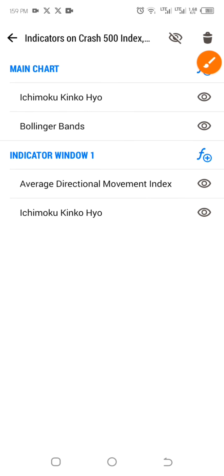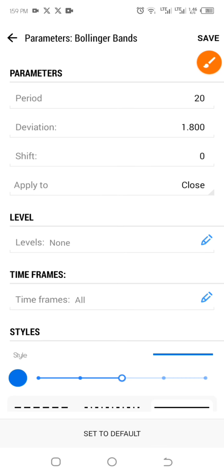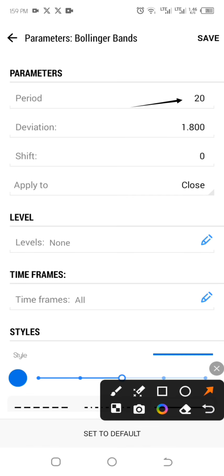Now to the next indicator, which is the Bollinger Bands. We add this by clicking on this main chart F plus. For the Bollinger Bands, the period is 20, the deviation is 1.800, shift is 0, apply to close, and for the style, use any color of your choice, and click on save.